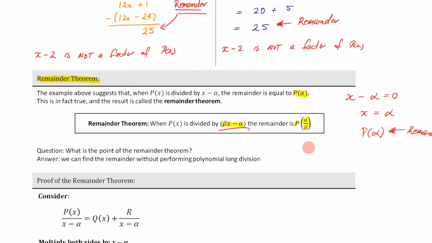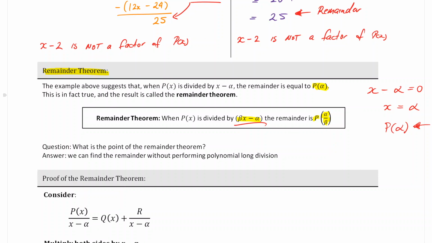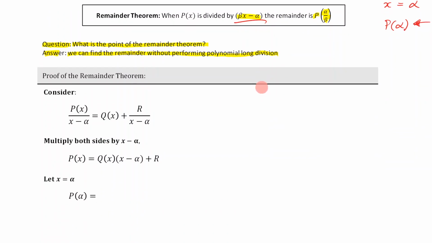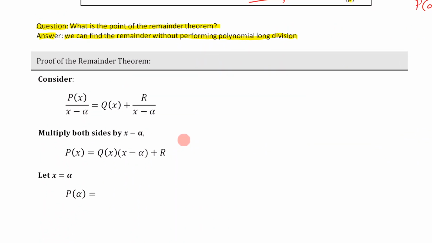Perfect. And then you might be asking yourself, well, hopefully you're not, hopefully I've explained it well, what is the point of the remainder theorem? The answer: we can find the remainder without actually performing polynomial long division. Now, let's just go through a little proof of it.